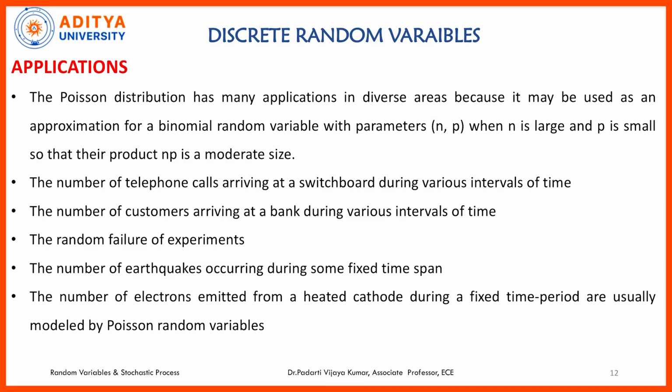The thing is, we need to remember that n should be large and p should be small, and the product of np should be a moderate value. The product of np is called the average value, lambda. So, this is the scenario where we need to apply the Poisson random variable. Based on these conditions, we need to apply the Poisson random variable.